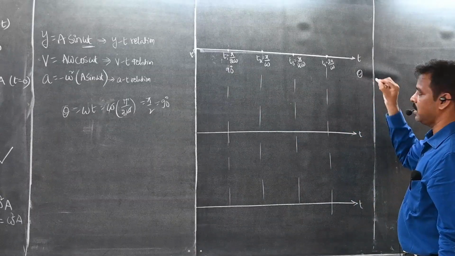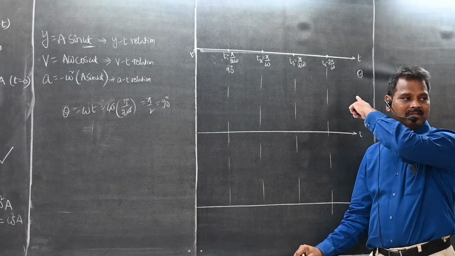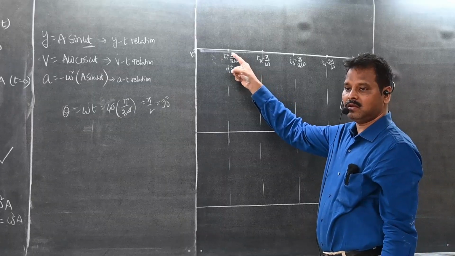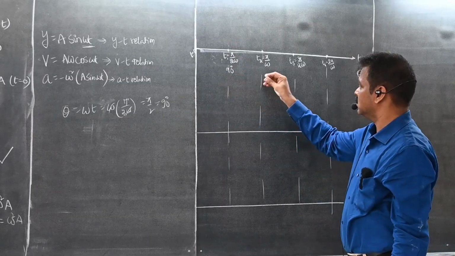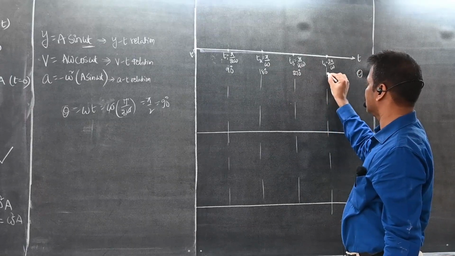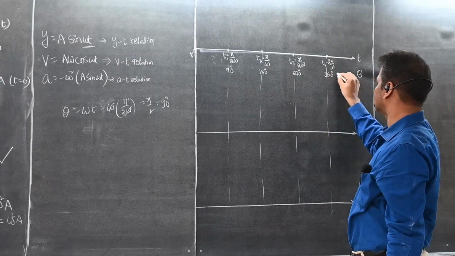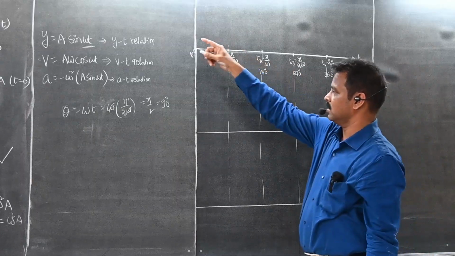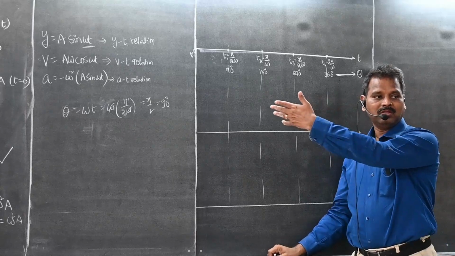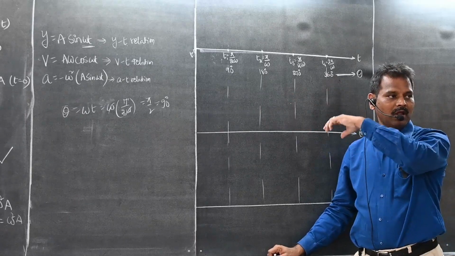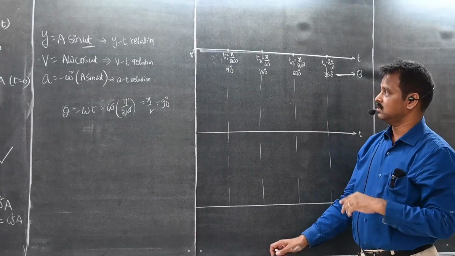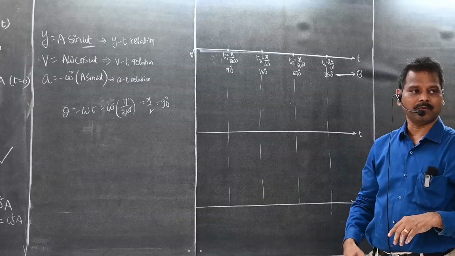Generally we take time along the x-axis. Suppose we take theta along the x-axis, this will be theta 90 degrees, this will be 180 degrees, this is 270 degrees, this is 360 degrees. These are theta values. But I am writing the y-t relation, so I have to take time only. But better than time, theta is easy for us to draw the graphs, because sin 30, sin 60, sin 90 is easy. Sin omega into pi by 2 pi is slightly difficult.